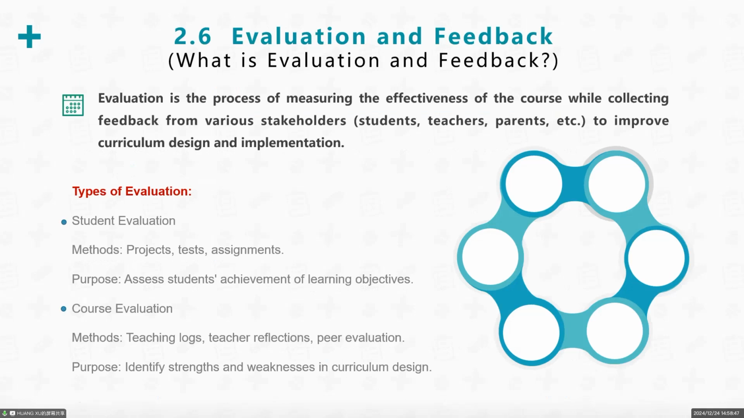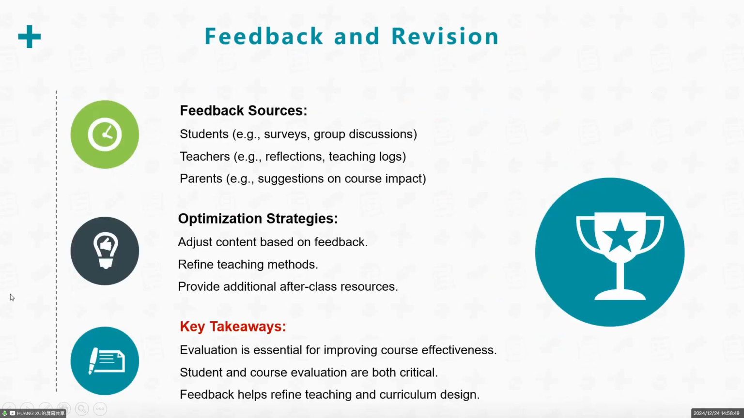About feedback and revision, the feedback sources are students, teachers, and parents. For students, we can use surveys and group discussion; for teachers, we can use reflections and teaching logs; and from parents, we can get suggestions on course impact. For optimization strategies, first is adjust content based on feedback and refine teaching methods. And the last one is provide additional after-class resources.